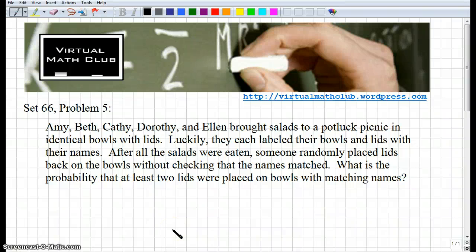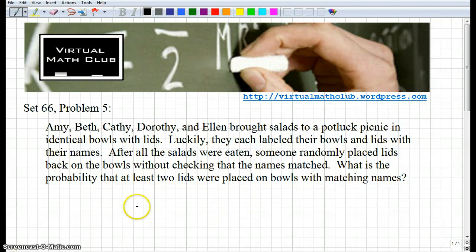Amy, Beth, Kathy, Dorothy, and Ellen brought salads to a potluck picnic in identical bowls with lids. Luckily, each of them labeled their bowls and lids with their own names. After the salads were eaten, someone randomly placed lids back on the bowls without checking that the names matched. What is the probability that at least 2 lids were placed on bowls with matching names?